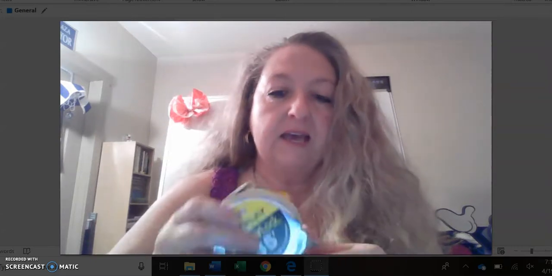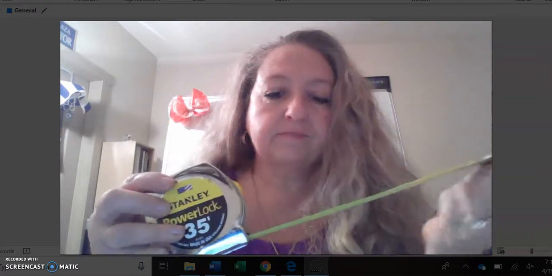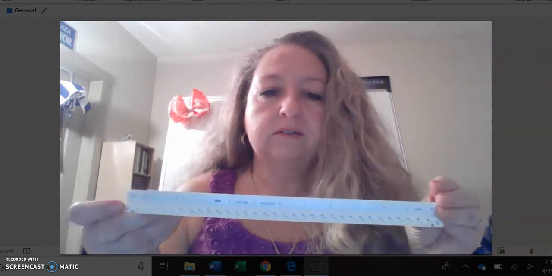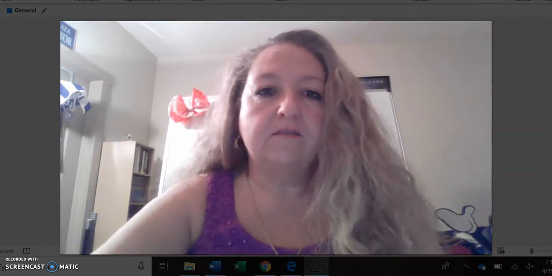So when you measure objects, you're usually comparing two different items, and you can use non-standard and standard tools to measure with. An example of a standard tool would be something like a tape measure, or a ruler, or a yardstick, or something that you have maybe seen your parents or your teachers measure with at school.